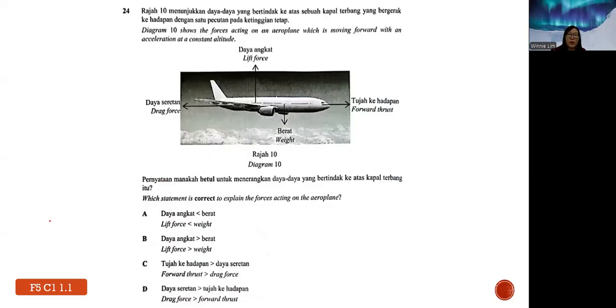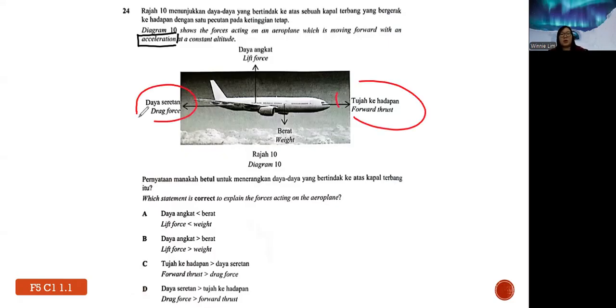24. 24 is under the Form 5 topic already, on resultant force. Diagram 10 shows the forces acting on an aeroplane which is moving forward with an acceleration at constant altitude. Which statement is correct to explain the forces acting on the aeroplane? So the keyword here is what? Acceleration. So acceleration means you are going to produce a resultant force.